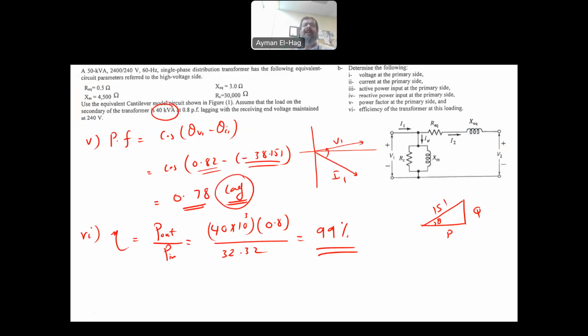And that's a very practical value for a transformer, because transformers tend to have very high efficiency.